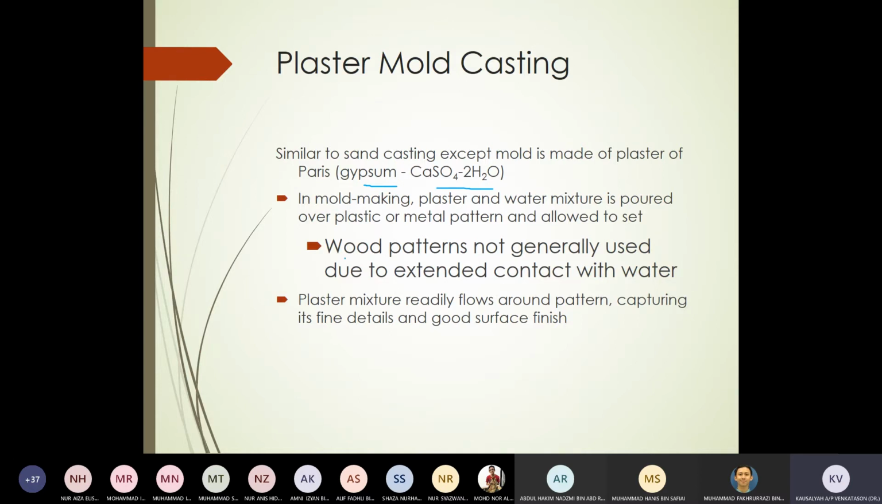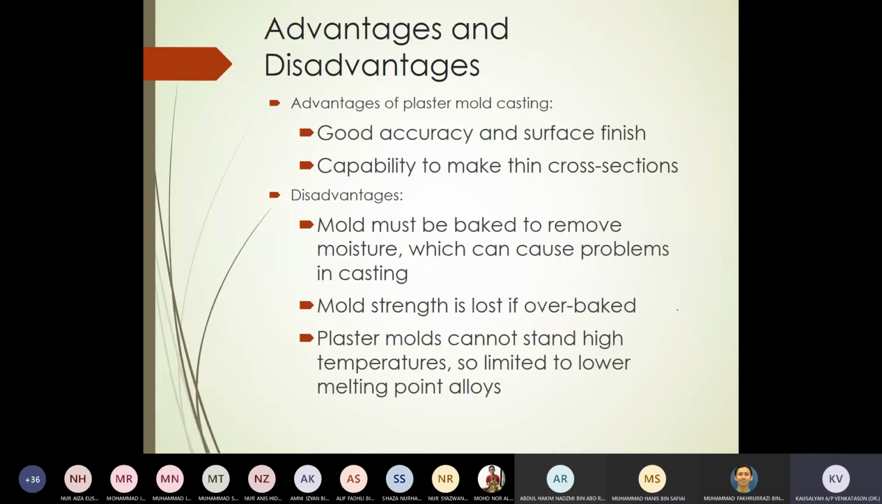In plaster mold, generally you don't use a wood pattern because there is involvement of water, whereas in sand casting there is no water involvement. The plaster mixture readily flows around the pattern, capturing its fine details and good surface finish. So this usually gives a better finish than sand casting.